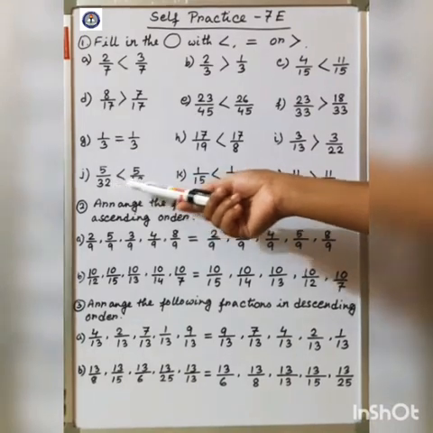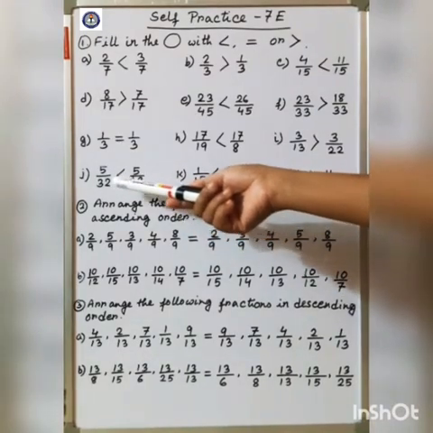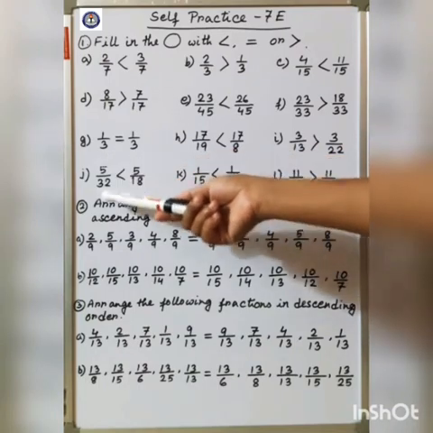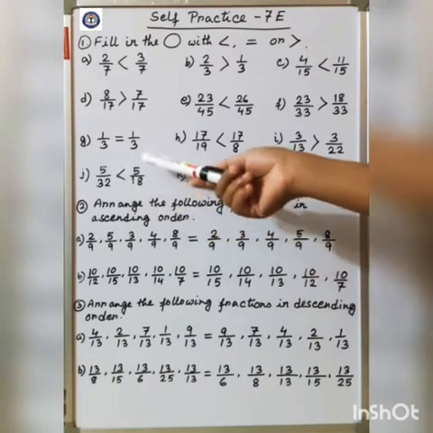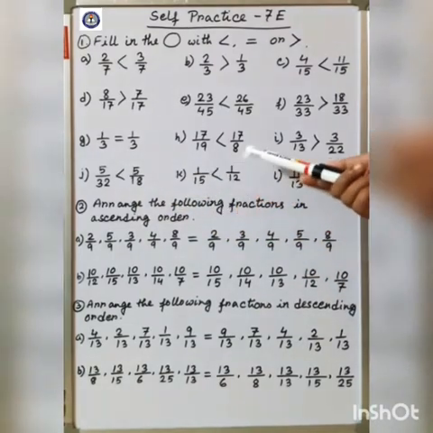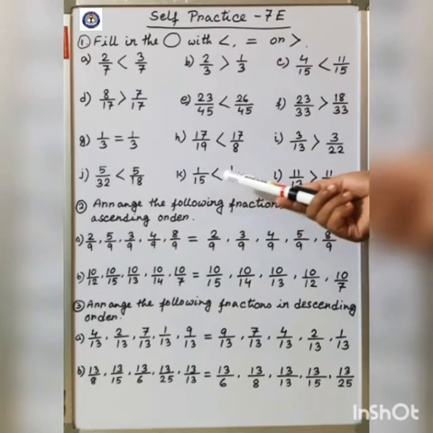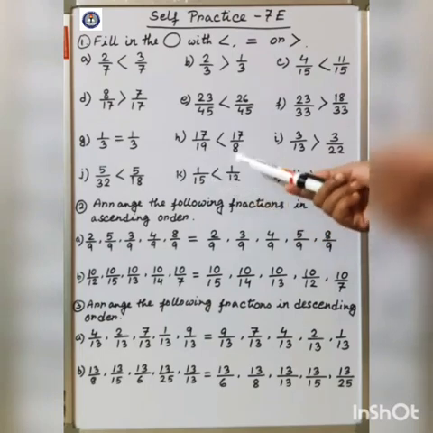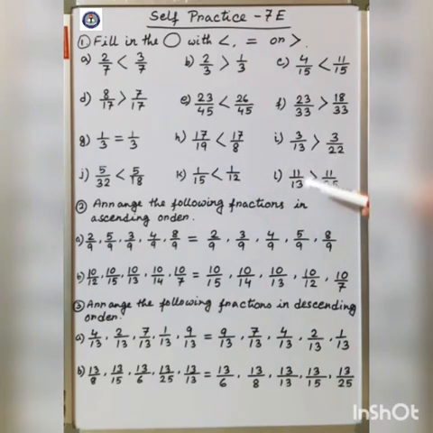Now next, in 18 and 32, 18 is less than 32, therefore the fraction 5 by 18 is greater than 5 by 32. So 5 by 32 is less than 5 by 18. Now 1 by 15 and 1 by 12, 15 is greater than 12, therefore the fraction 1 by 15 is less than the fraction 1 by 12. Next is 11 by 13 and 11 by 25. 13 is less than 25, therefore the fraction 11 by 13 is greater than 11 by 25.